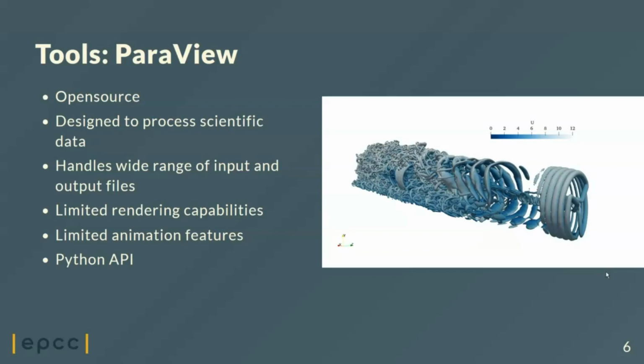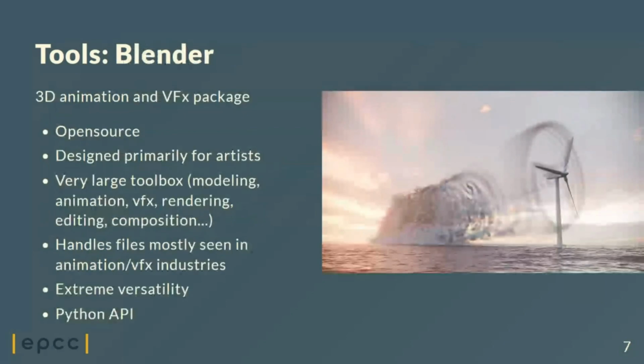Though, if you want to change things, it has quite limited rendering capabilities. There's some ray tracing in there, but it's a lot more limited than what other tools have. It also has limited animation features. You can render animation and move the camera around, but the way to do that is quite limited. The good thing is it has a Python API, so you can script a lot of things. So that's the first tool.